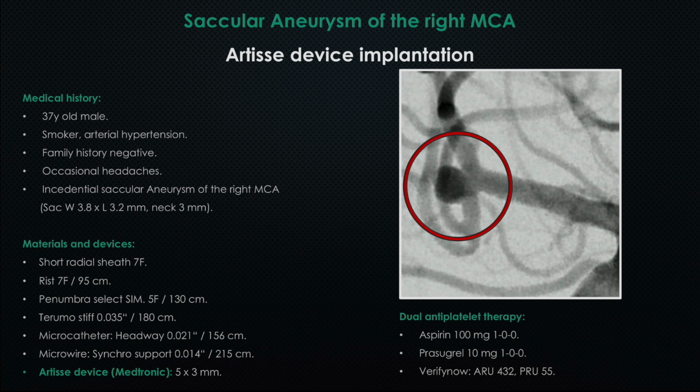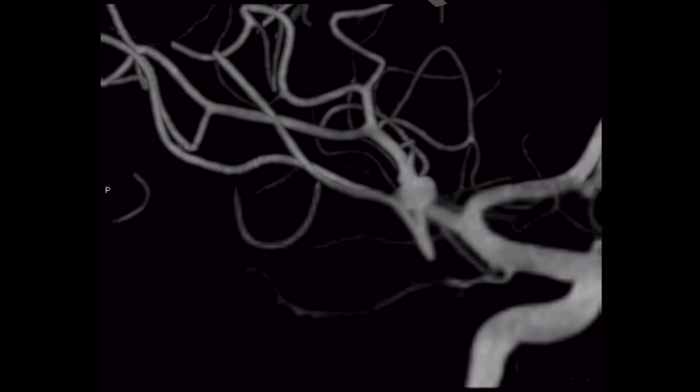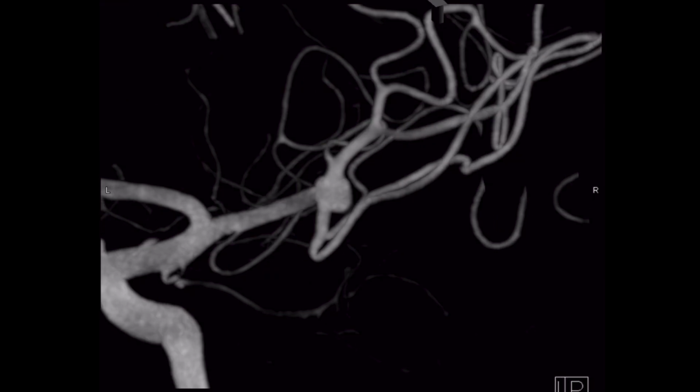We've prepared the patient with aspirin and prasugrel beginning 5 days prior to the intervention and tested immediately prior to the intervention by the Verify Now device, which showed an effective aggregation inhibition. And after the successful implantation of the Artisse device, we stopped the prasugrel immediately after the intervention and continued the aspirin for 3 months and then stopped it too. And here we have the 3D angiogram of the aneurysm.